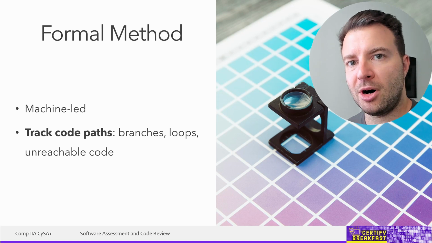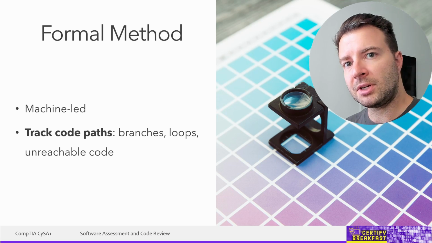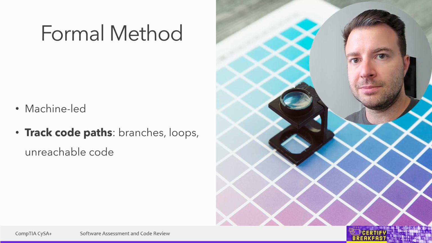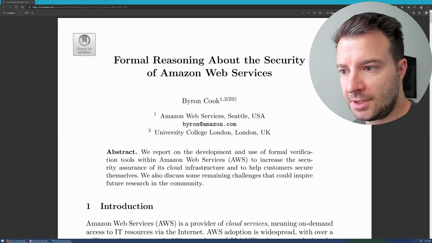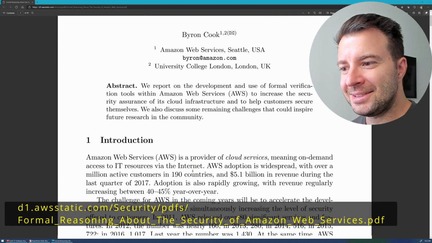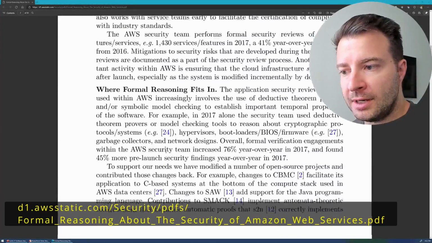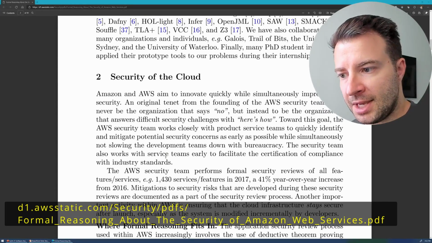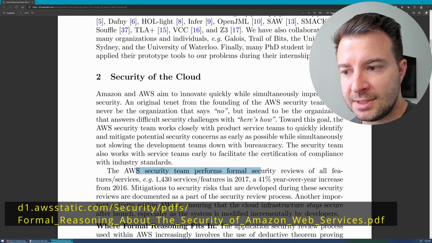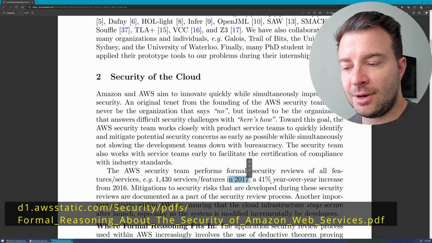Now, having a complete formal model of an application is not going to be an easy task. It's something that's not always possible. It's not easy to accomplish. So not every company and not every software development team is going to be able to implement this. Now, AWS does this, and since we're talking about Amazon, no surprise here, they can afford to do this. And this is one of their papers focused specifically on the security of all their cloud services. So, for example, you can see here that the AWS security team performs these formal security reviews of all their features and services, which were about 1,400 back in 2017.